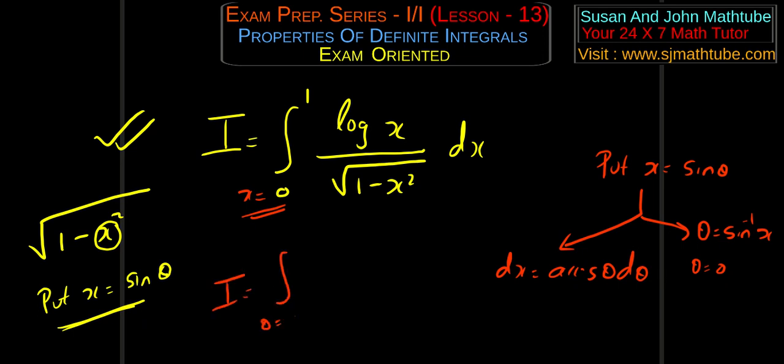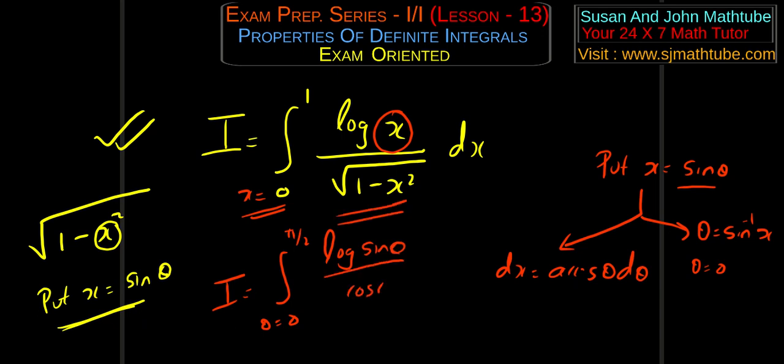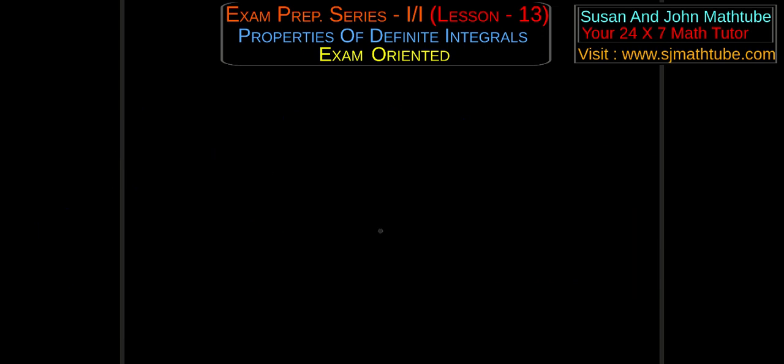See, theta is from 0 to pi by 2 of log, instead of x, I have to put sine theta. Log sine theta, and the denominator will become cos theta. You can try it yourself, and this is cos theta d theta, and we get the same problem. Okay, now I'll give you one more question. I'm not going to work out that problem. You can try. And if you have doubts, you can email me or put that in the comment section.